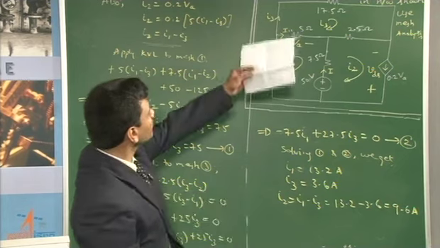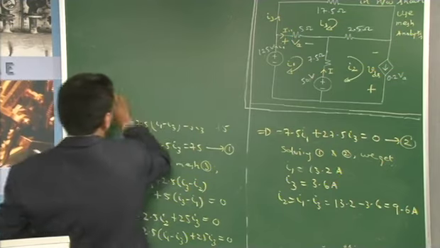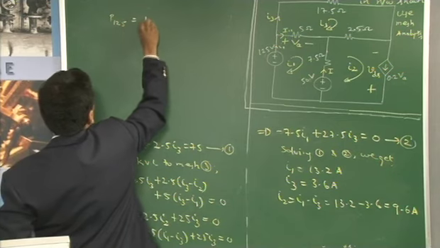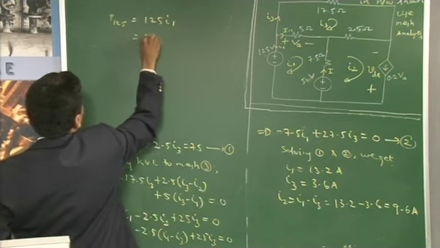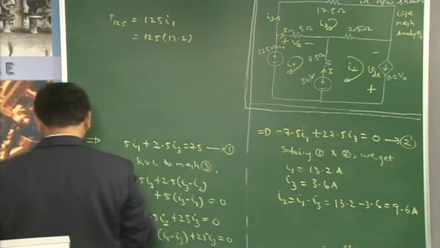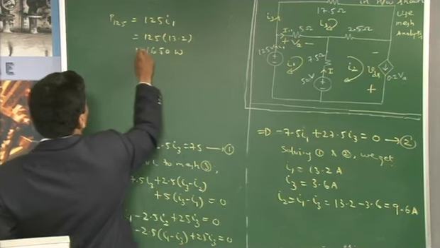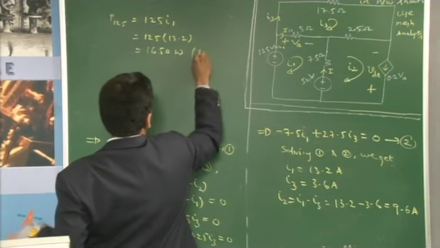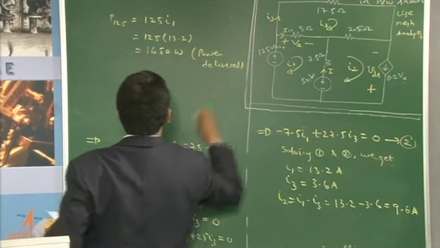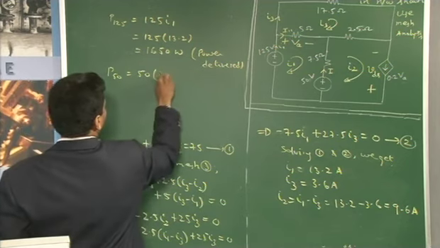So we can easily find what? The power delivered by the sources now. So P125 is equal to 125 I1. This was shown long back. So 125 times I1, which is 13.2, when you multiply that you will get 1650 watts, and you got the power delivered value as positive. So the power is actually what? Delivered. Power is delivered.